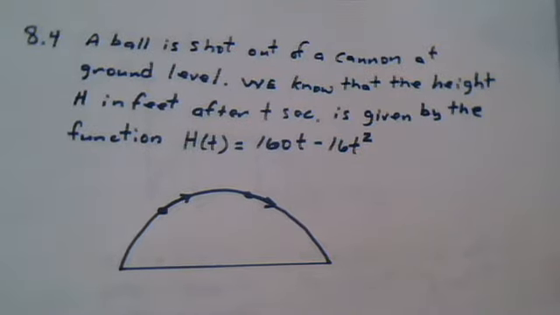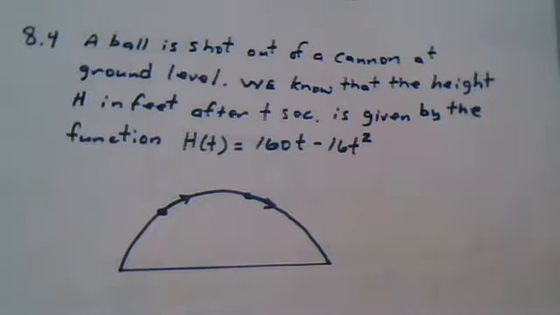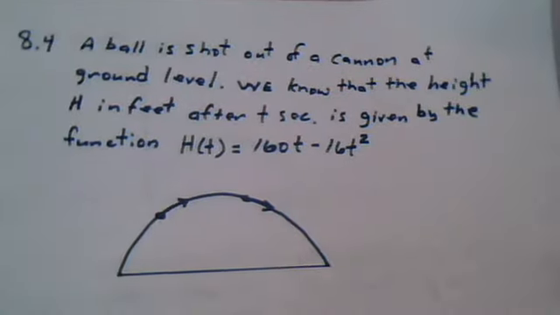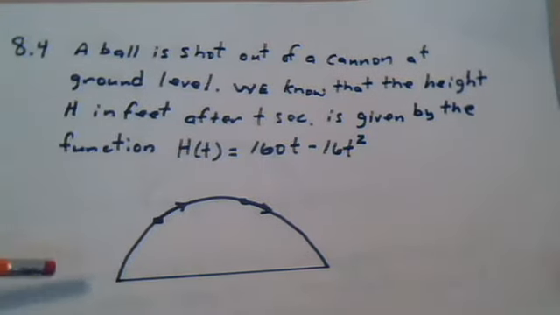A ball is shot out of a cannon at ground level. We know that the height h in feet after t seconds is given by this function, this equation. So what does this mean?